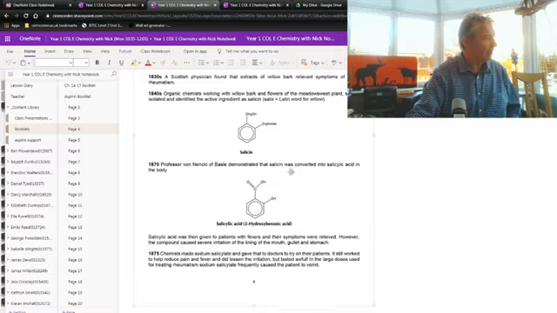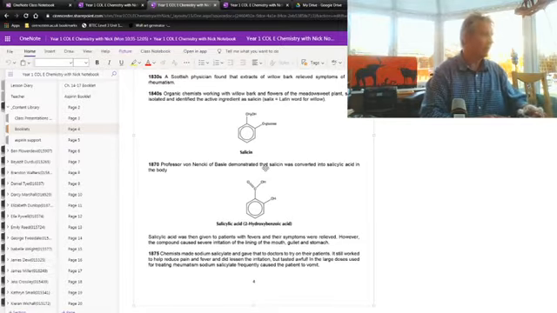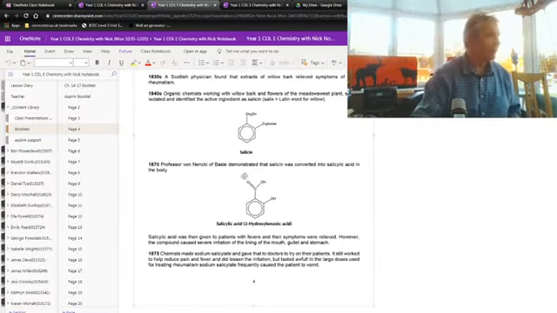A little bit later on in time, this man from Basel in Switzerland, Professor von Nenke, took the salicin and changed it. What you can see here is we've now got a carboxylic acid group, and that's come from this bit here. This is an alcohol group, a primary alcohol, and so it can be quite easily oxidized to a carboxylic acid.